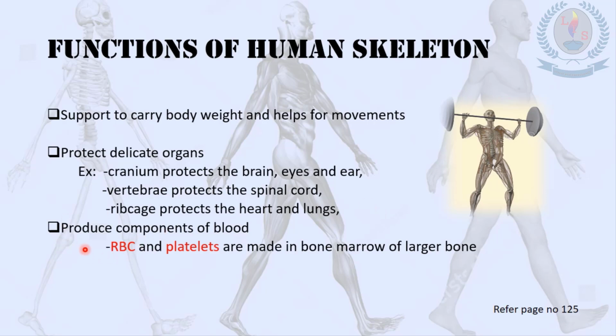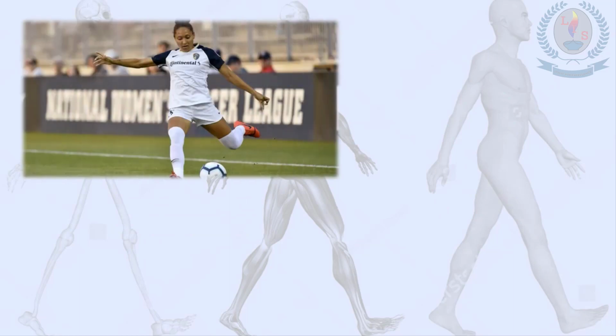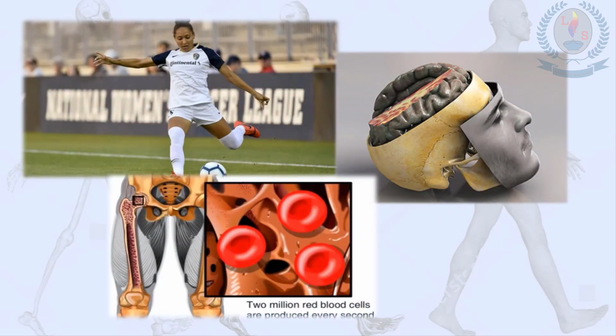Not only that, our skeleton mainly produces red blood cells and the platelets from the bone marrow of the larger bones. So these are the major functions of the human skeleton system. Here I have included some pictures which help you to understand the functions of skeleton systems, which I have explained earlier, including manufacturing of red blood cells from the bone marrow.